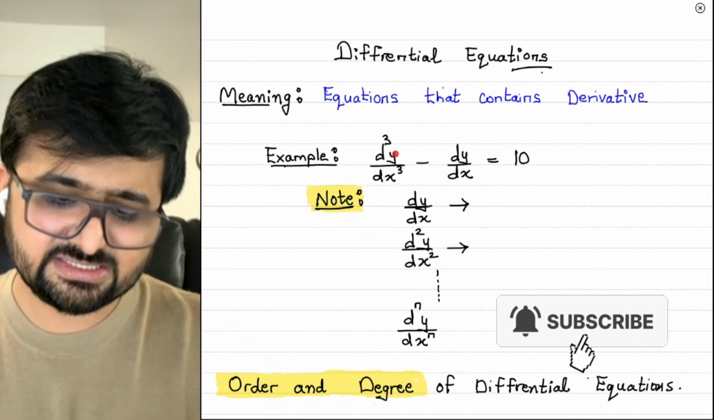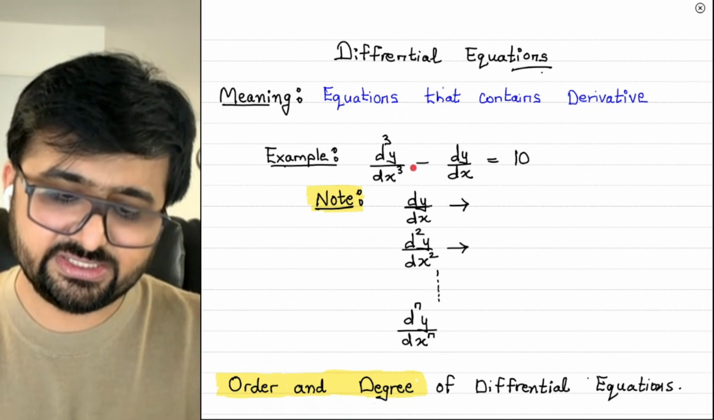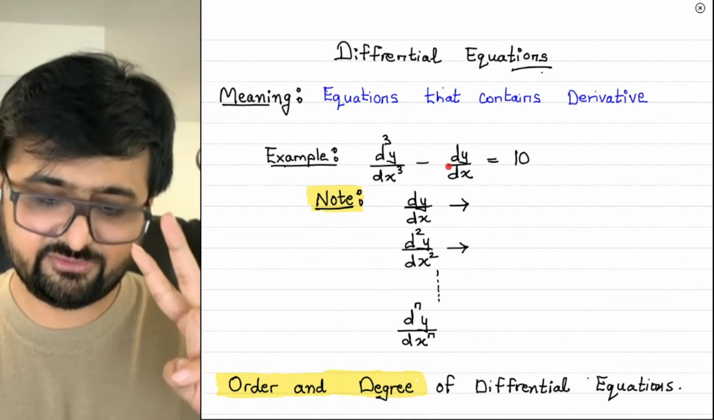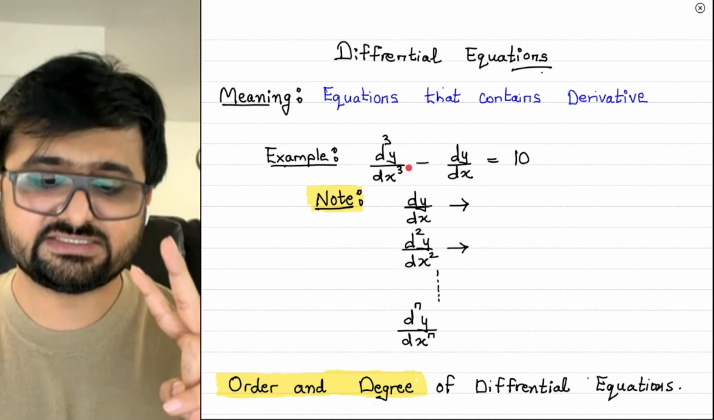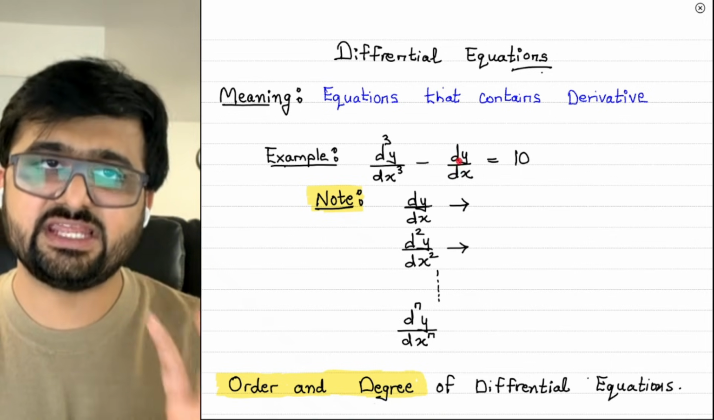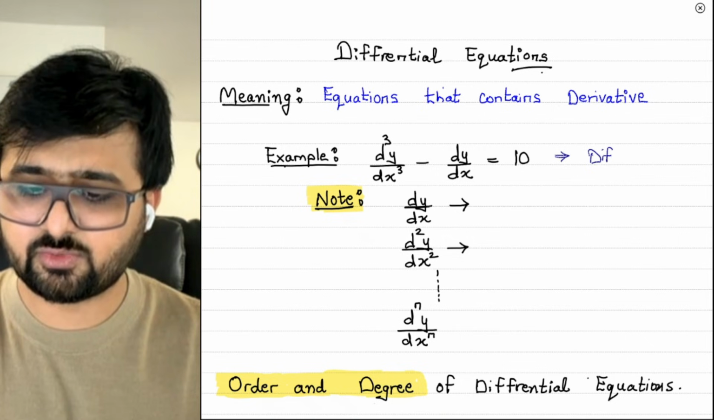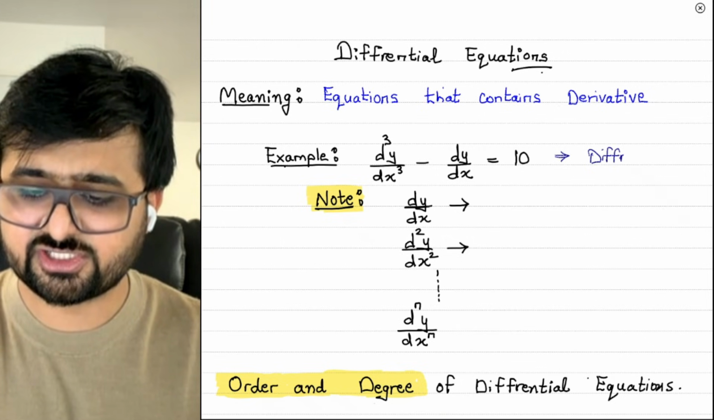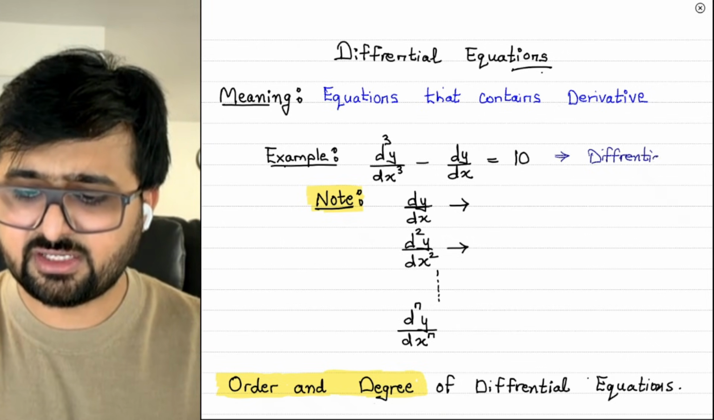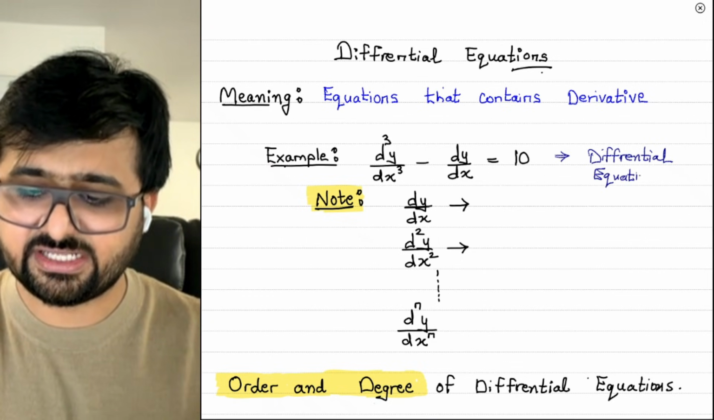So if I have d3y by dx cube minus dy by dx is equal to 10, this contains two derivative terms. I have d3y by dx cube and I have dy by dx. Since this equation contains derivative terms, this equation is a differential equation. Now let's look at that in more detail.